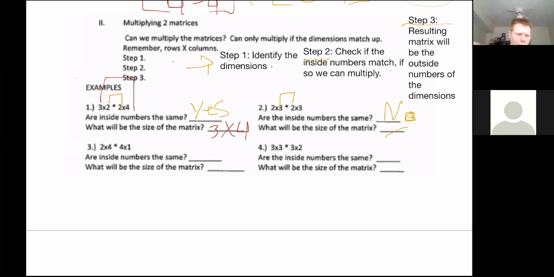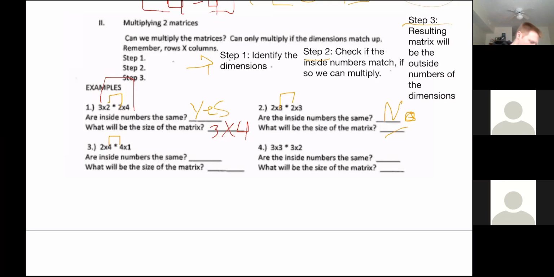So to the class, who we have in here right now, for this next one, are our inside numbers the same? You can either say it or in the chat. Yeah, so they are. So what's the dimensions of our answer going to be? 2 and 1. It would be a 2 by 1 because that's what the outside would be.